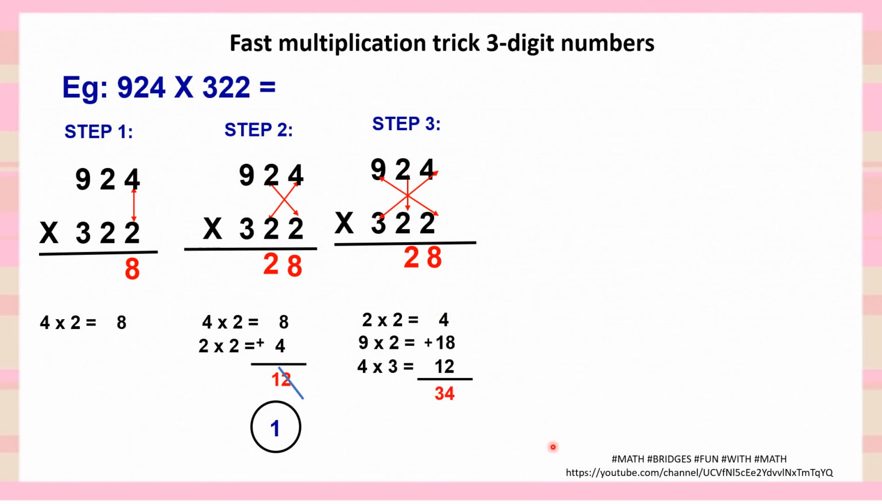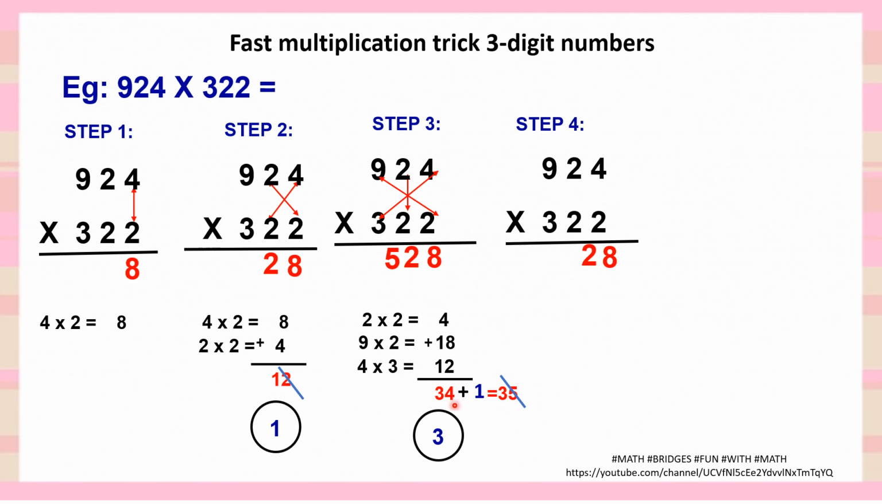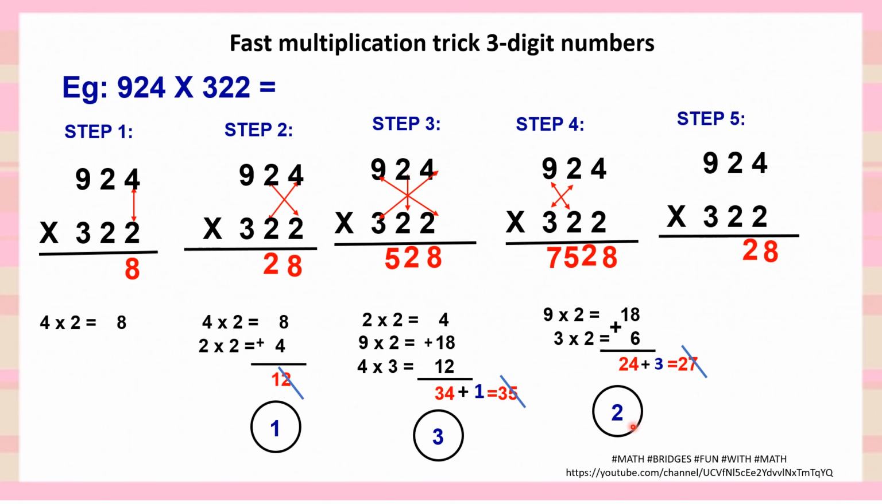Now add all these numbers. 4 plus 18 plus 12, it is 34. To this 34, add the carry forward 1. It is 35. Now we will write only 5 over here. Cross out, and 3 we will take it as a carry forward again. Now next step, here multiply 9 into 2 it is 18 and 3 into 2 it is 6. Add these two numbers. 18 plus 6 is 24. To this 24 add this 3 as carry forward. So it is 27. We'll consider only the ones place digit, that is 7. Write it over here. Cross out, and this 2 we will take it as a carry forward again to the next step.